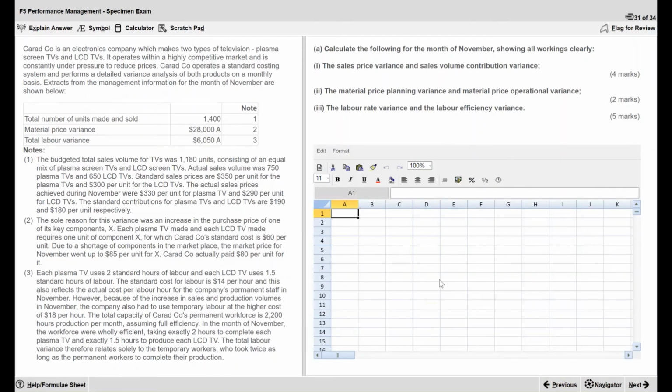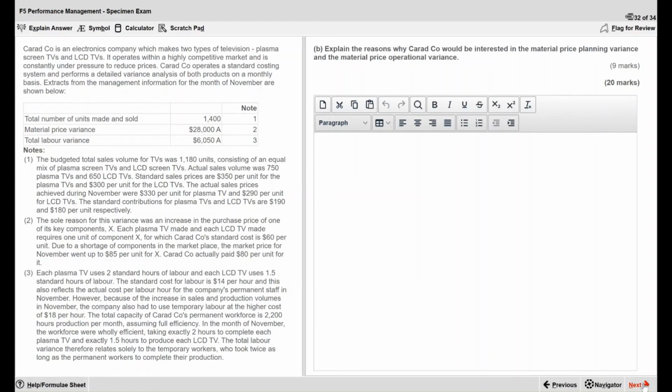So the requirement is: calculate the following for the month of November, showing all workings clearly: the sales price variance and sales volume contribution variance, material price planning variance and material price operational variance, labor rate variance and labor rate efficiency variance. In the next question, the requirement is: explain the reason why CARETCO would be interested in material price planning variance and material price operational variance. So let's answer the first requirement.